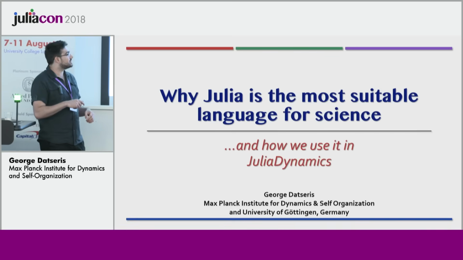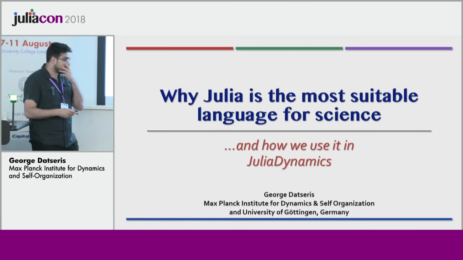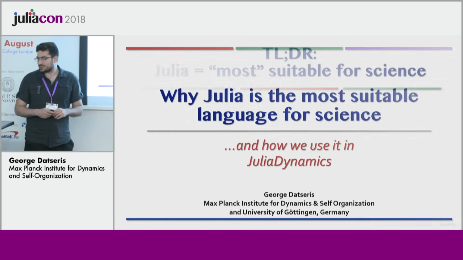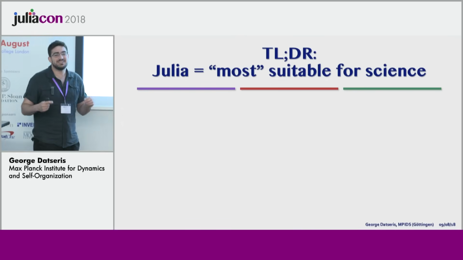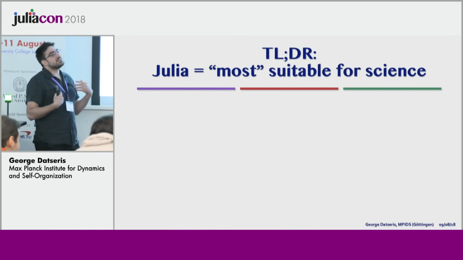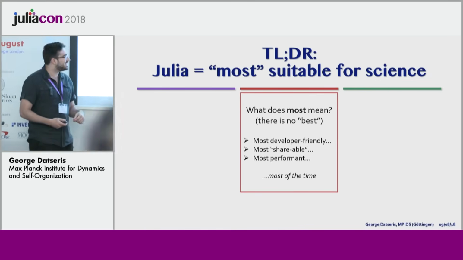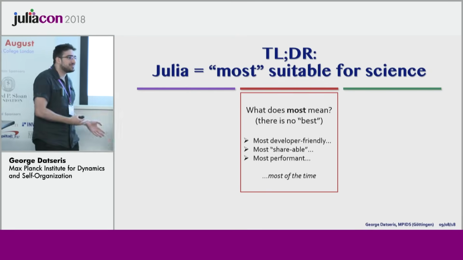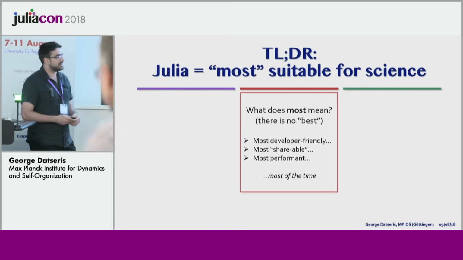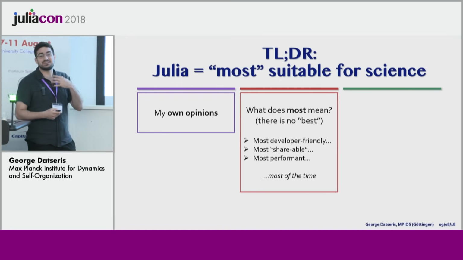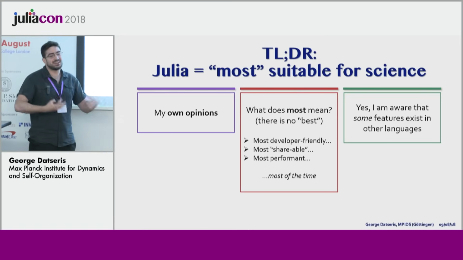The second part would be introducing this Julia Dynamics organization, showing you what you can do with it and how we use Julia there. I have to, of course, start with a huge disclaimer, because if you have such aggressive claims, people get very intense about it. So when I say most suitable, what do I mean by that? I mean the most developer-friendly most of the time, and most performant most of the time. As we all know, there is no panacea, no one drug cures everything. Second disclaimer, what you will hear are my own opinions. And finally, yes, I am aware that something that I will talk about can be done with other languages.